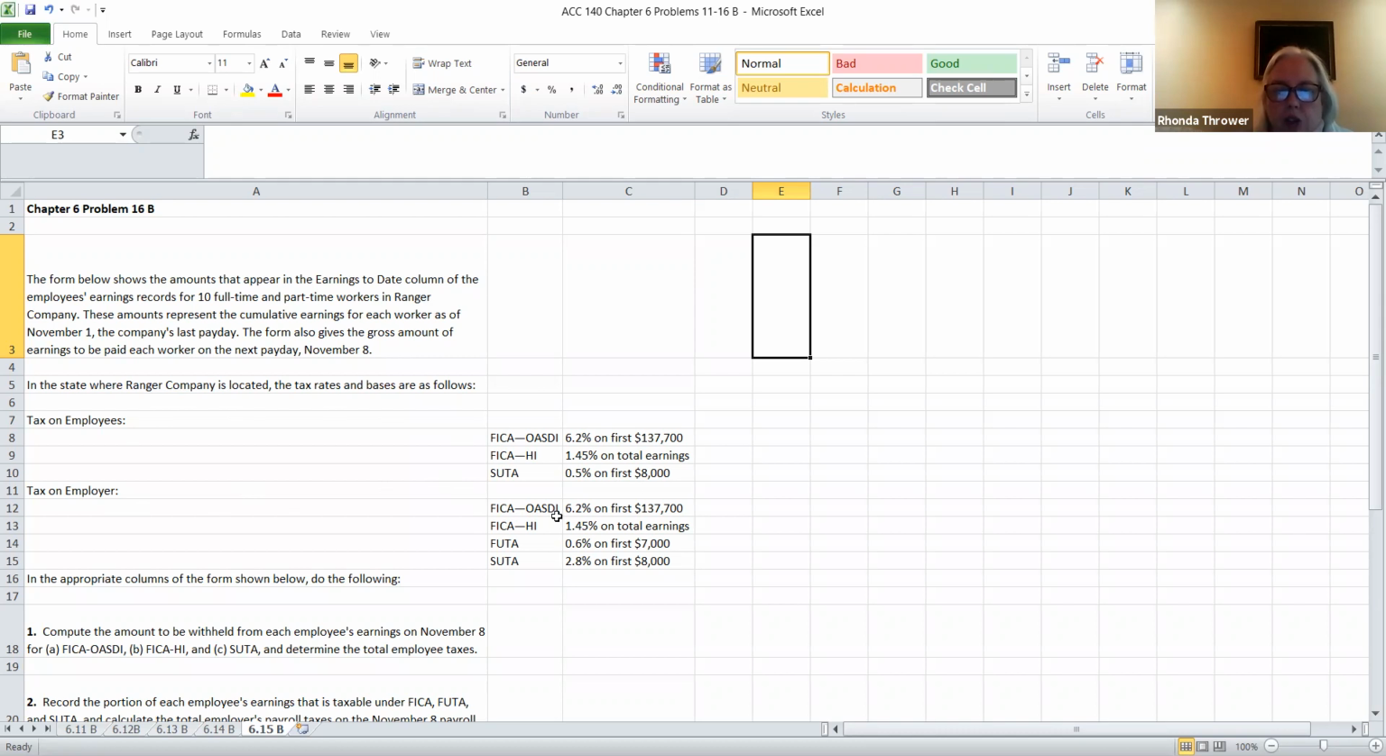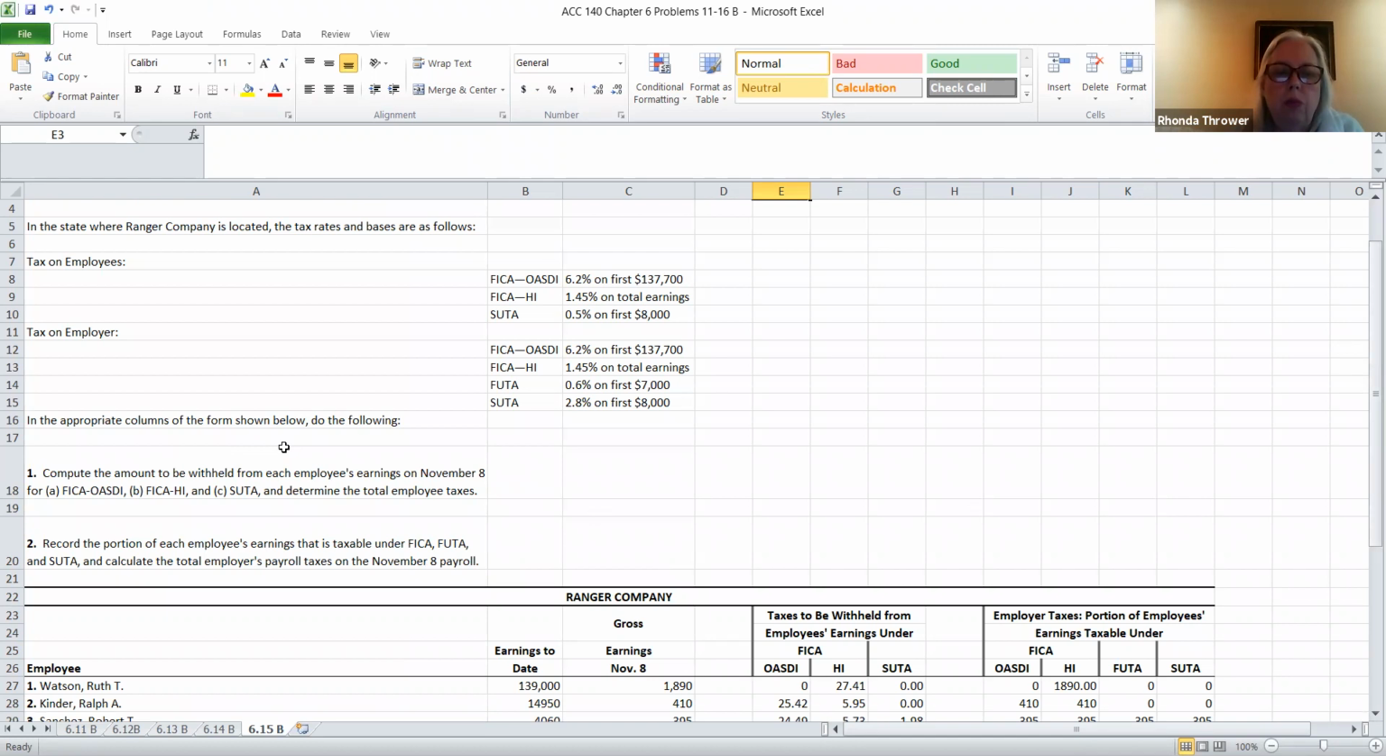So this is the tax on the employees, and the employer also has to pay taxes. Remember, they have to match the FICA OASDI and the HI taxes. So the rates are the same and the ceiling is the same for OASDI. The employer also has to pay federal unemployment tax as well as state unemployment tax. And the federal unemployment tax rate is 0.6% on the first 7,000, that's your ceiling or your base, as they're calling it here, of earnings by the employee. The SUTA is 2.8% on the first 8,000 of earnings that the employee has.